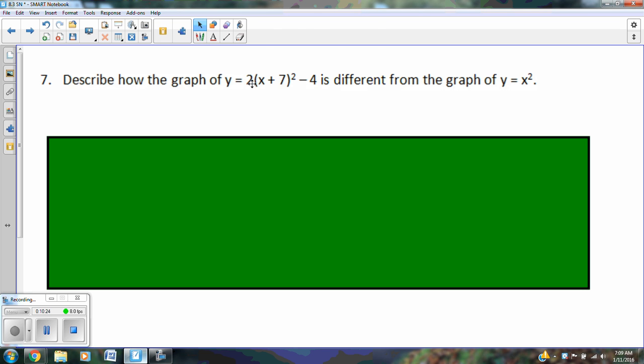And 7, describe how the graph of y equals, again, we have a 2 on the outside. We have a +7 on the inside and a -4 on the outside. How that is going to be different from y equals x squared. Think about that for a second, make a prediction. I'm going to check it on the calculator.